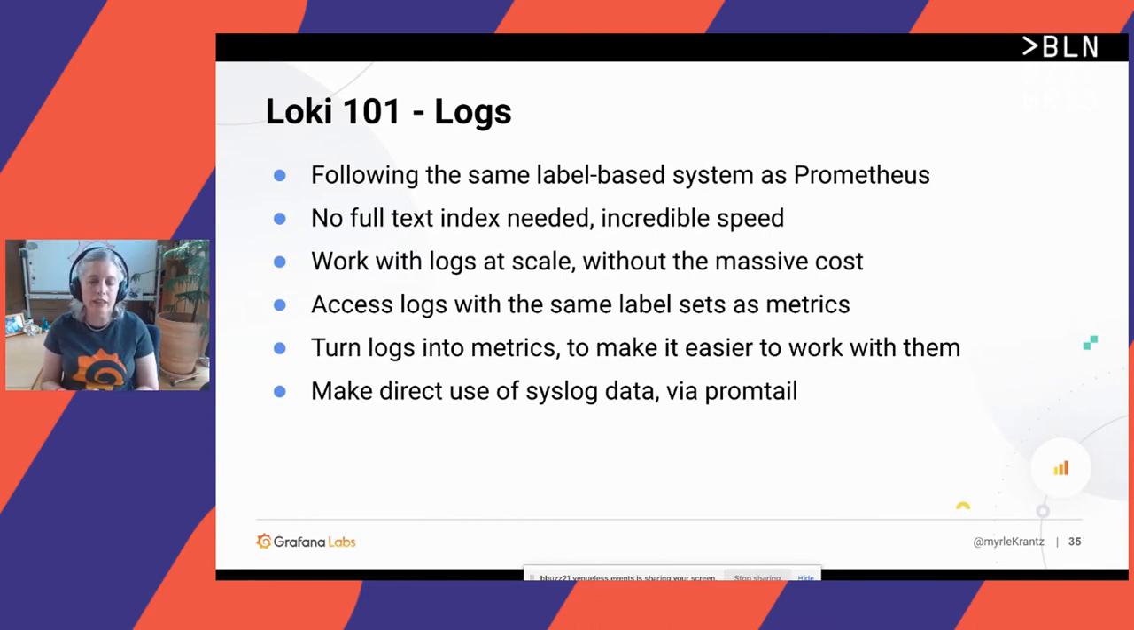It's also very efficient because it is not creating a full text index. It's only indexing on the timestamp and on the label. This means that you can work with logs at scale without having the huge cost of a very large index. You can turn the logs into metrics too, to make it easier to work with them. I'll show you an example, just a screenshot of an example in a little bit. And because you're pulling the data out of the system basically via Promtail, it's very simple to set up.